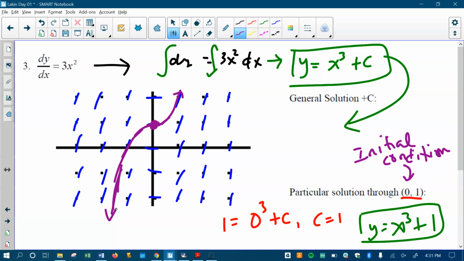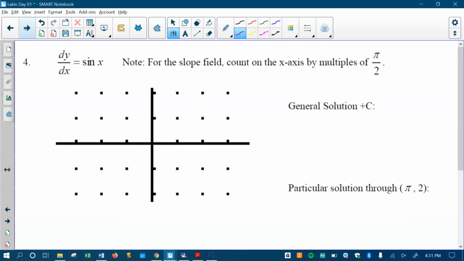Let's go to number 4. Number 4 is dy/dx equals sine x, and this is the last one here. Count on the x-axis by multiples of 2. Okay, so we have pi over 2's here. So sine of pi over 2, I'll do this one with you. Sine of pi over 2 is 1, and I'll skip the table this time. So a slope of 1 looks something like this.